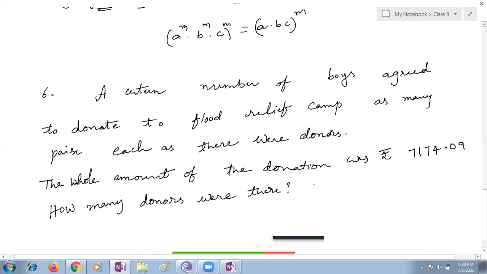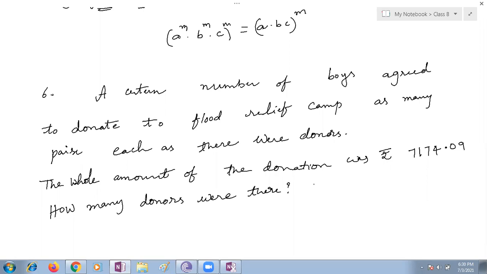The question is, a certain number of boys agreed to donate to the flood relief camp. Each donated as many paisa as there were donors. How many donors are there? That many paisas are donating. The whole amount collected by the donation was 7174.09. How many donors were there?